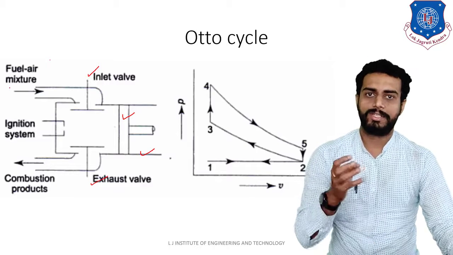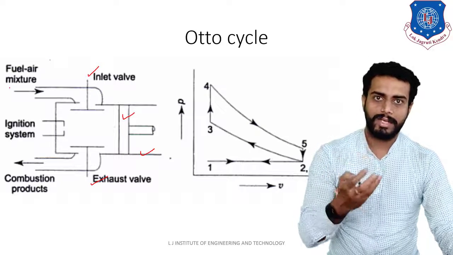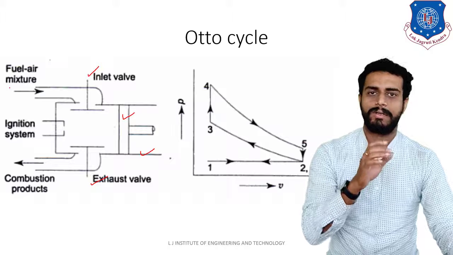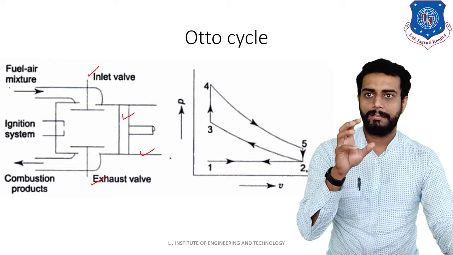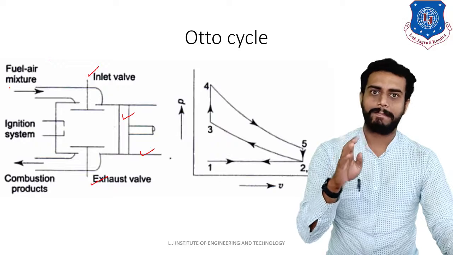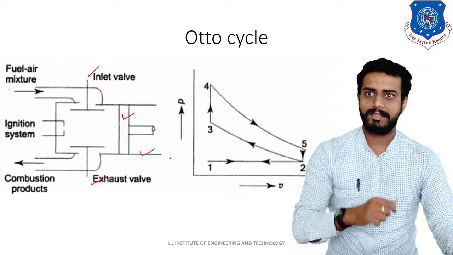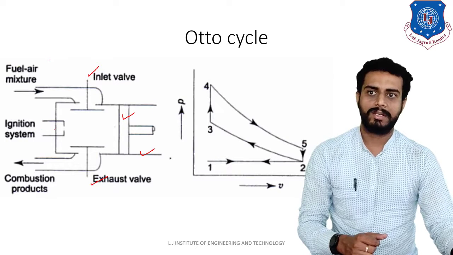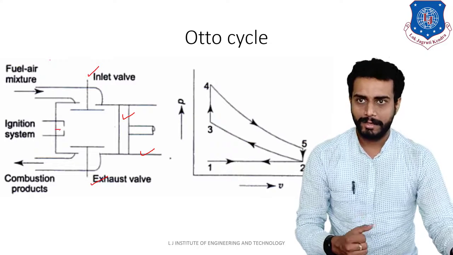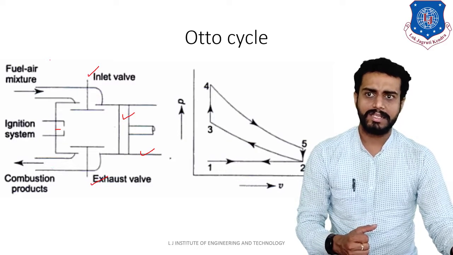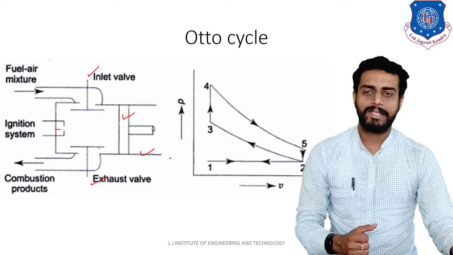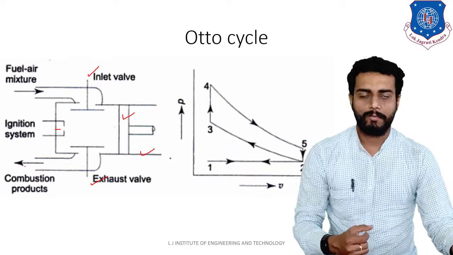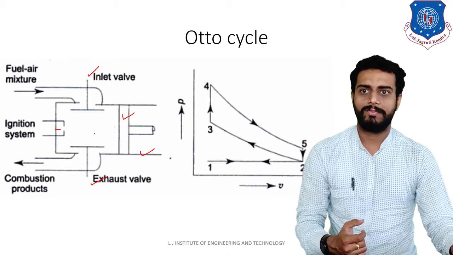And the fuel, a mixture of fuel and air. You might be aware that the Otto cycle uses petrol as the fuel, but here a mixture of petrol and air will be supplied. So that fuel air mixture will pass through this inlet valve. And this is the ignition system; generally the spark plug is provided over here. Then this is the combustion product outlet, so whatever combustion gases remain will go outward from this exhaust valve. This is the typical arrangement of the diagram.